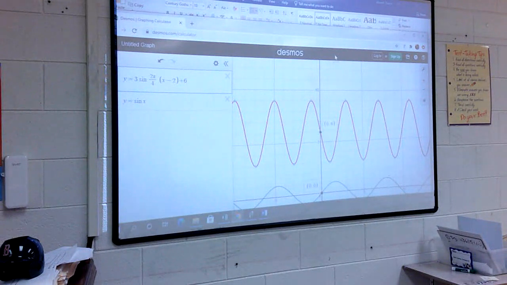That's the 3. The 3 is the stretch. That's the amplitude that we talked about yesterday. So it's going up 3. That means the highest it gets to is 9, right? And it's going down to negative 3. Now, how do I get, so the period, see where it repeats, is 4.